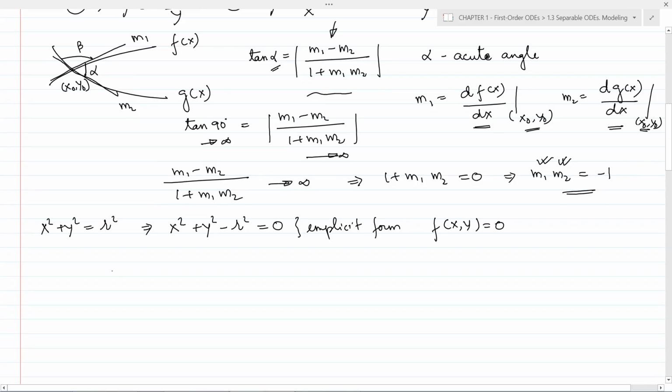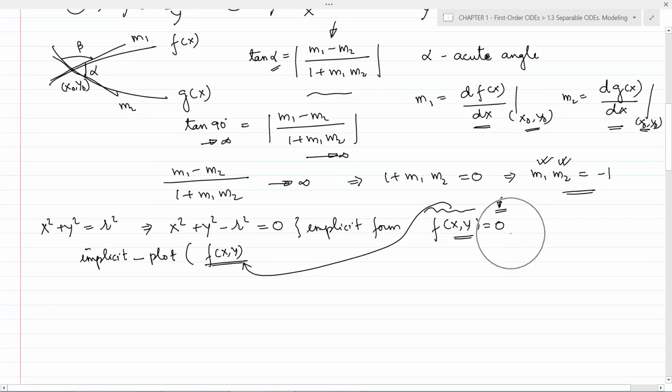To plot an implicit function in Sage Math, we will use the command implicit underscore plot, and the first argument in this is the f of x y function. Now remember that the right hand side of this implicit equation should be 0. That is why we have taken this r square to the left hand side. Now if we plug this f of x y in the implicit plot command, it will plot the function f of x y equal to 0.